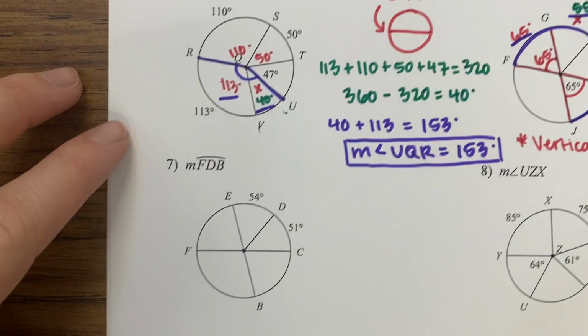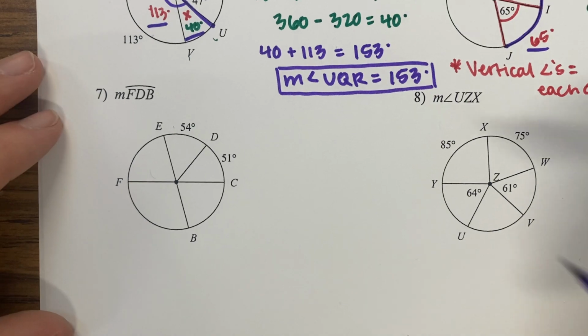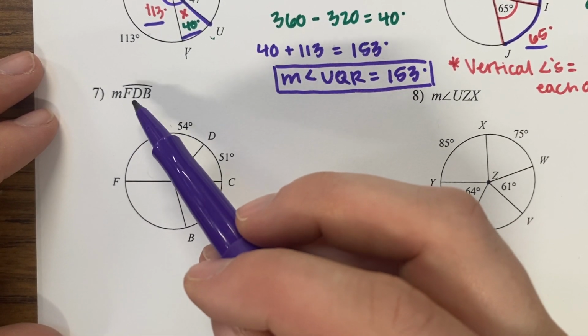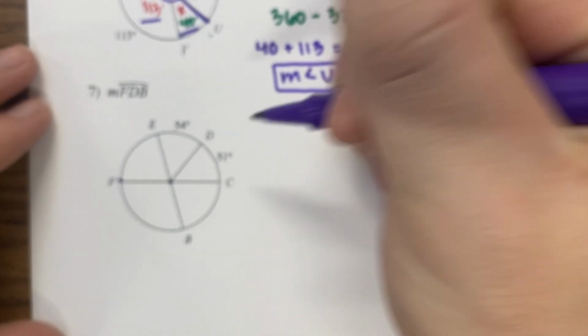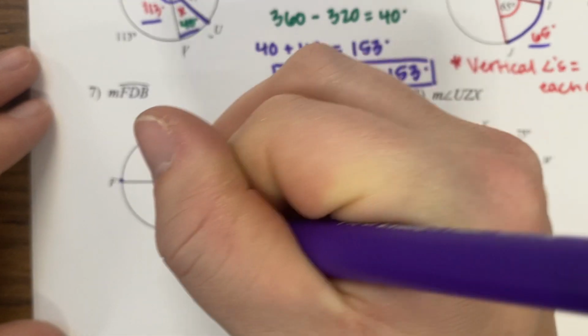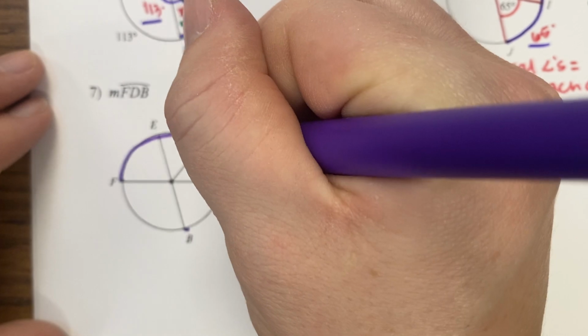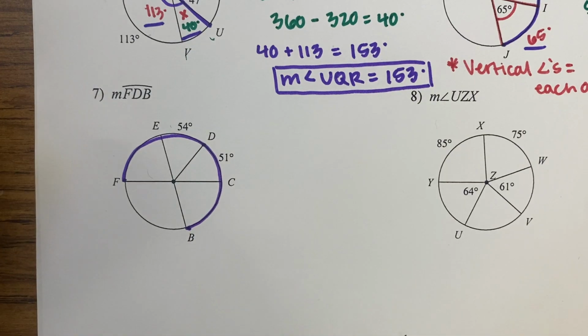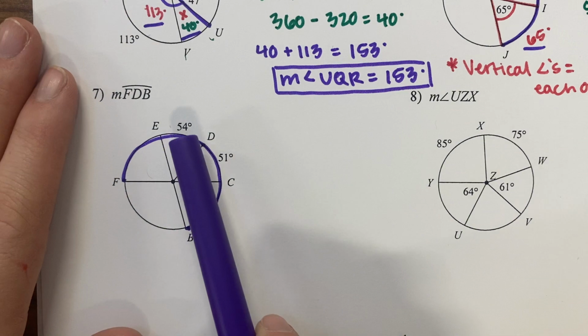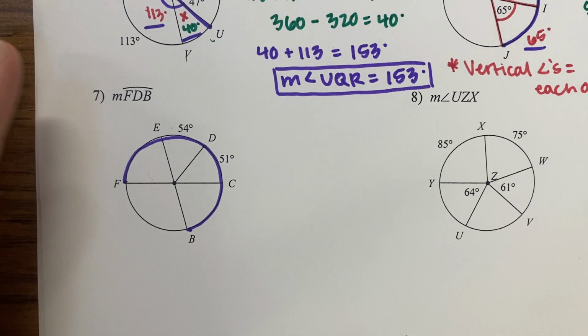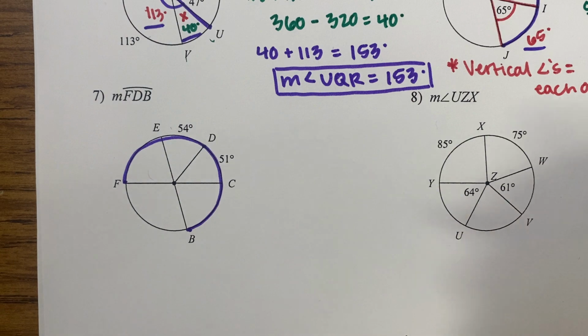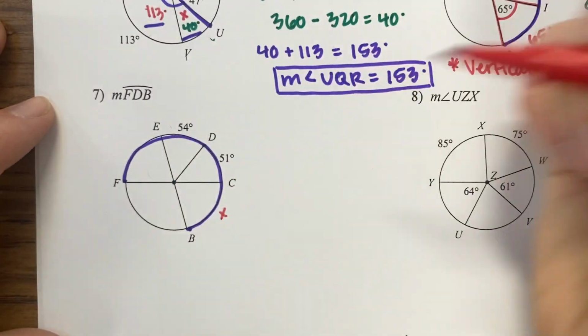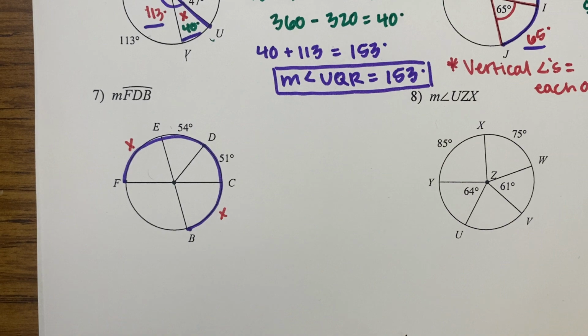Okay, awesome. Let's try it again. Okay, we're looking for the arc, the measure of arc FDB. So it starts at F, goes through D, ends at B. So we're looking for this whole arc measure right there. Okay, awesome job. So a few things that we see. It's giving us 54 degrees. It's giving us 51 degrees in those arcs. We need these two missing arcs right here. Okay, label that as X and that is X as well, because we don't know those. We need those to find the whole arc.